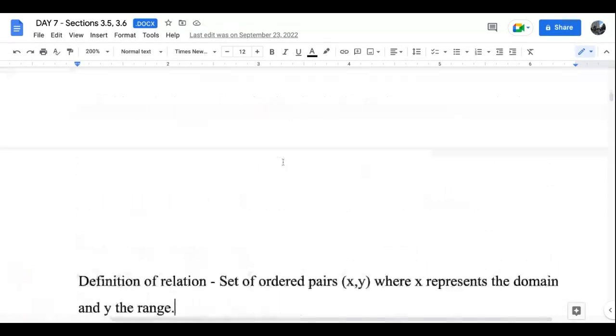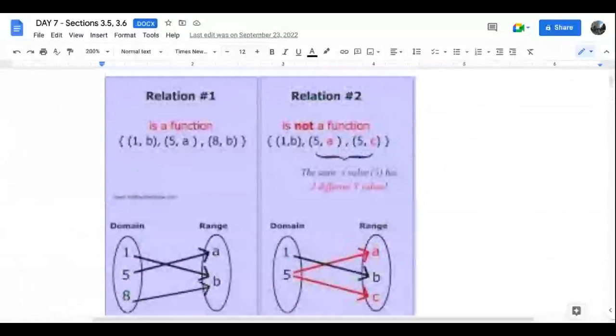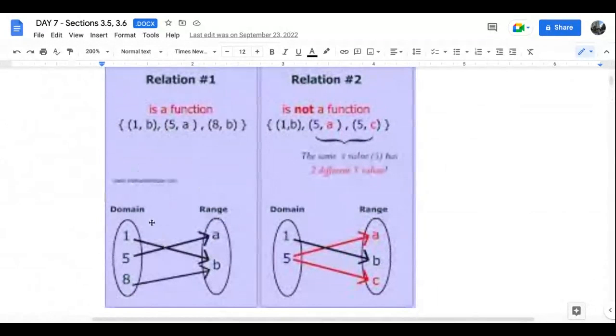What is the ordered pairs? Let's see, in the first relation, we have 1 comma b, an ordered pair, 5 comma a, an ordered pair, and a comma b, an ordered pair. So we have 3 ordered pairs.